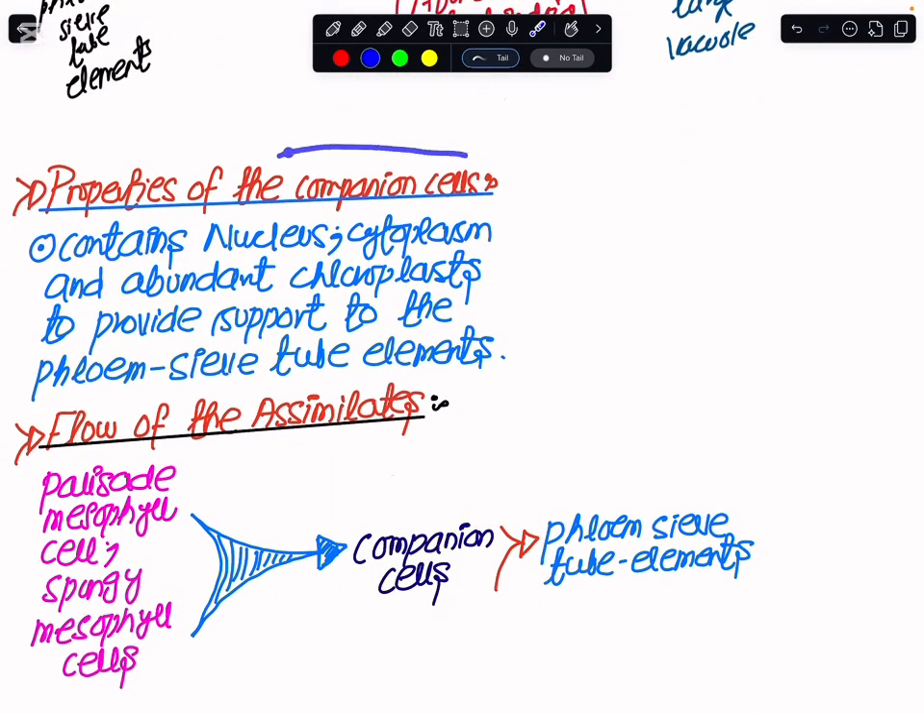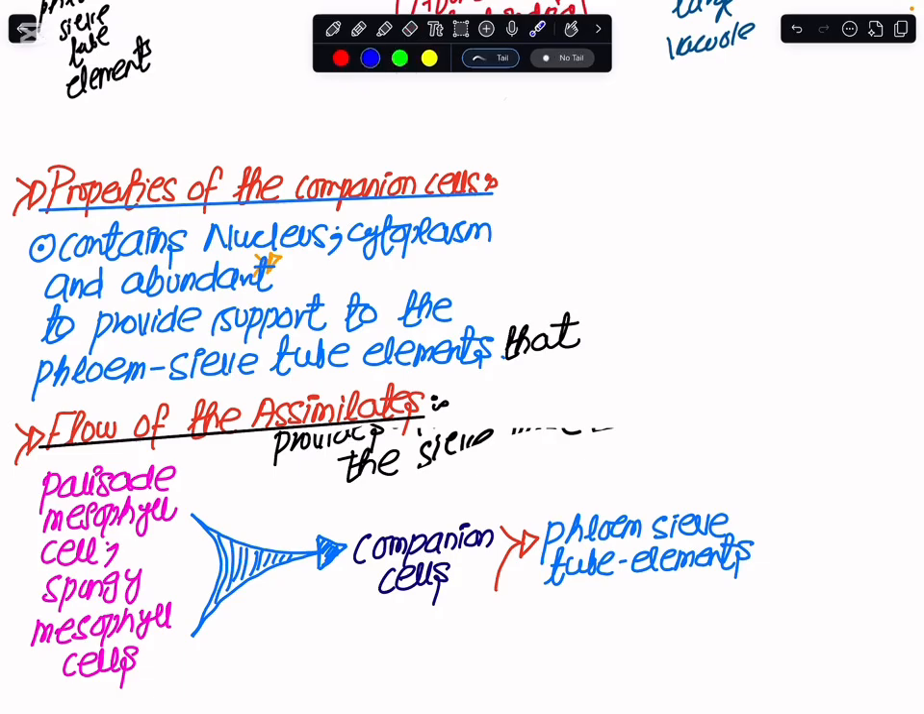What are the properties that we have for the companion cell? We say they have the nucleus, they have the cytoplasm, and they have abundant mitochondria in them, right? Not the chloroplast, but rather abundant mitochondria. These abundant mitochondria provide life support to the phloem sieve tube element, and those phloem sieve tube elements later translocate the sucrose and the amino acids.